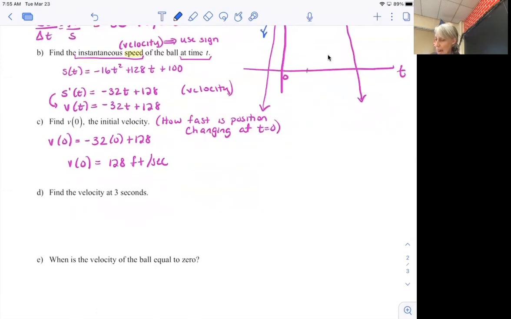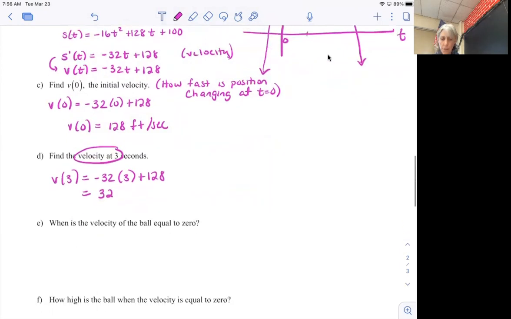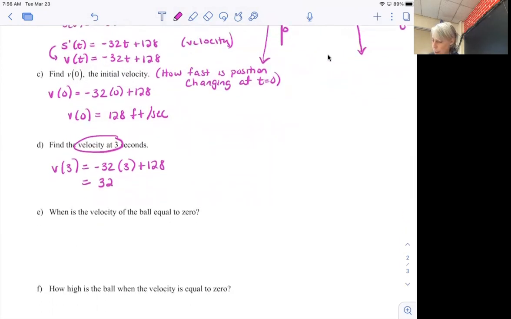Find the velocity at 3 seconds. That means plug 3 into your velocity function. What I wind up getting there is 32 feet per second. If you evaluate that, you're going to get 32. Again, velocity is measured in feet per second.